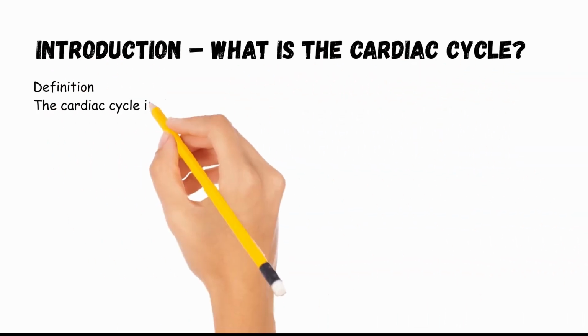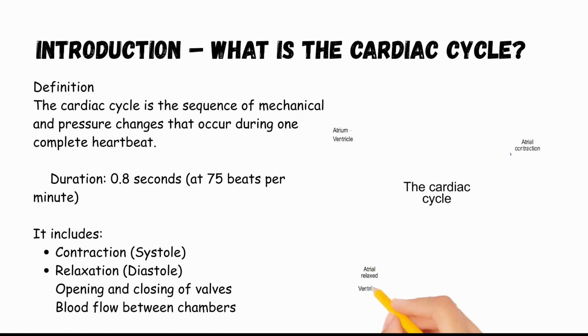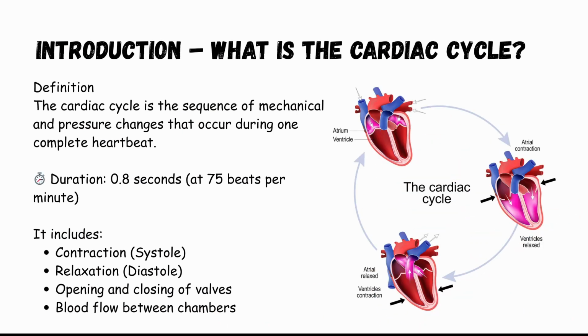The cardiac cycle is defined as the sequence of events that occur from the beginning of one heartbeat to the beginning of the next heartbeat. It includes contraction of heart muscles, called systole, relaxation of heart muscles, called diastole, opening and closing of heart valves, movement of blood between heart chambers, and intercirculation. At a normal resting heart rate of 75 beats per minute, one cardiac cycle lasts approximately 0.8 seconds. This 0.8 seconds is divided into different phases, which we will now study in detail.